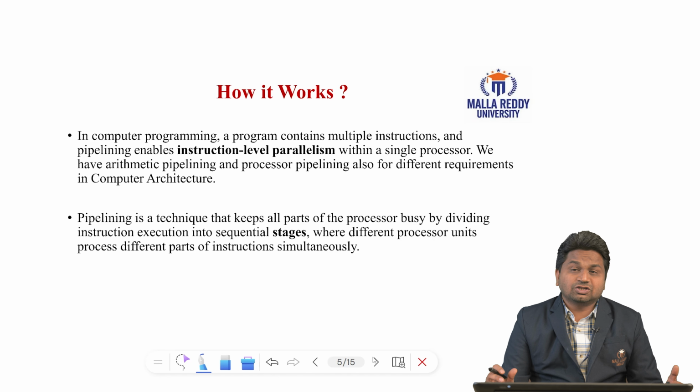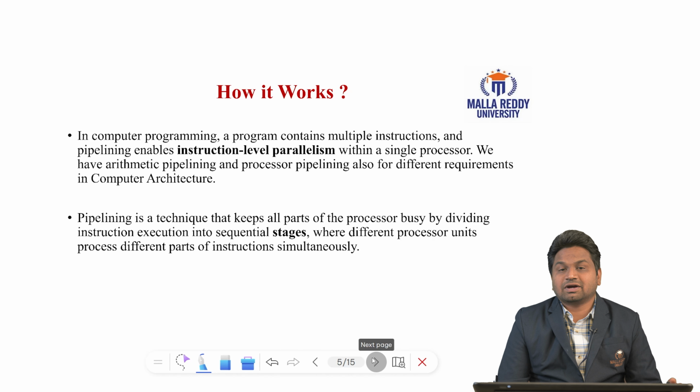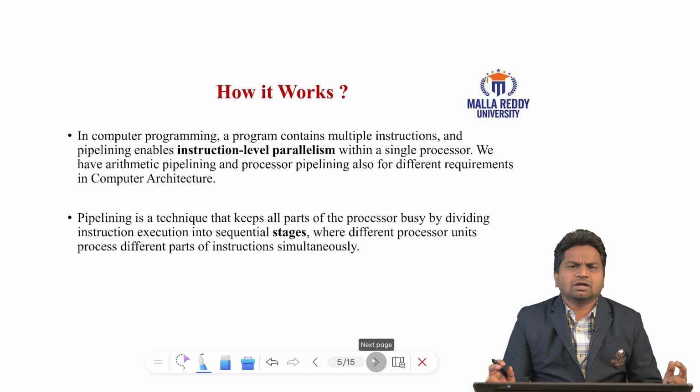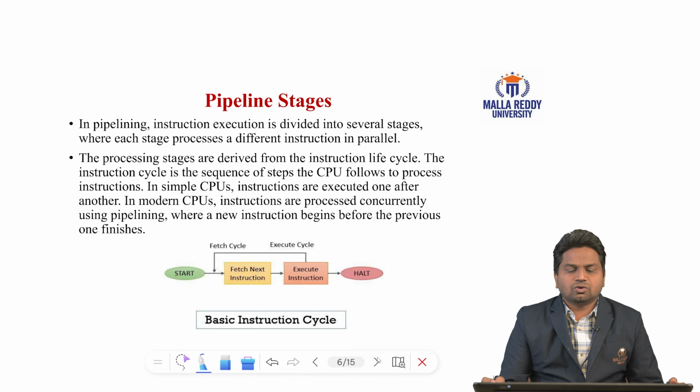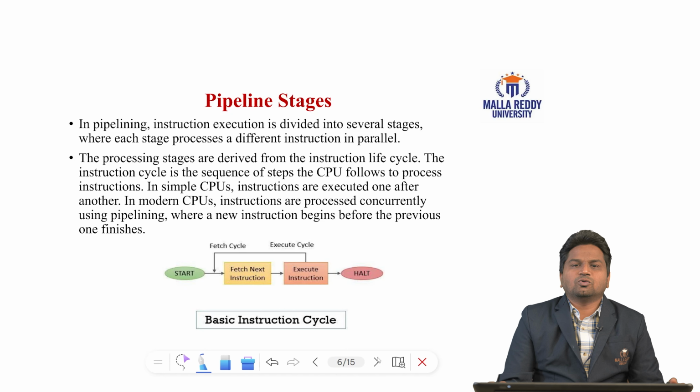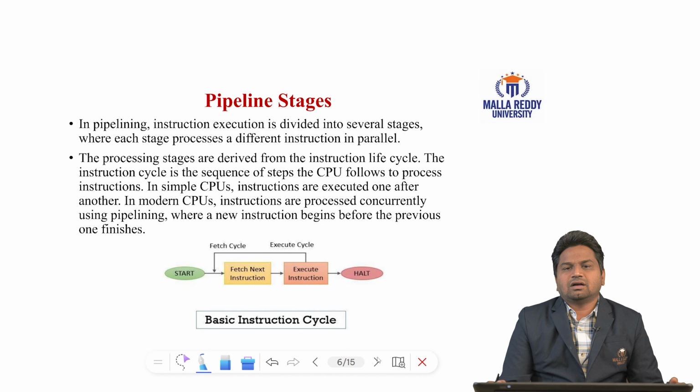How does it happen? Each and every instruction execution can be divided into different groups of segments. Each segment performs some kind of operation. While one instruction is being processed in one operation, at the same time the second instruction comes into the processor memory and some kind of operation is decoded. We call these different stages. Right now I am going to discuss how these pipeline stages work.